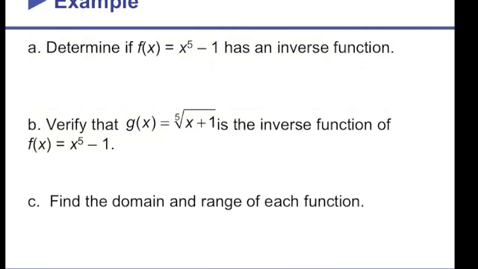We want to determine if f of x equals x to the 5th minus 2 has an inverse function. Well, we already know from work we just did that g of x equals x to the 5th minus 2 is one-to-one. So is this a one-to-one function? If we graph it, with -2 down here, it would look like that. So does it have an inverse function? Yes, because it is one-to-one.